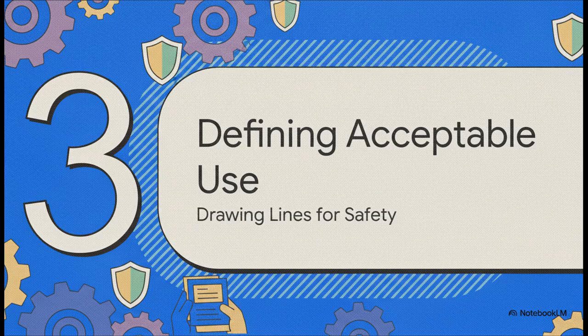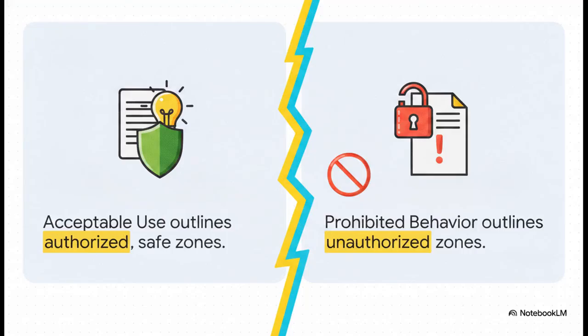Section 3. Defining acceptable use, drawing the lines for safety. So we've established the who and the why. Now we've got to transition to the what. Acceptable use outlines authorized safe zones. Think of things like using AI to brainstorm some marketing copy or summarize public reports. Totally fine. Prohibited behavior, on the other hand, outlines unauthorized danger zones.